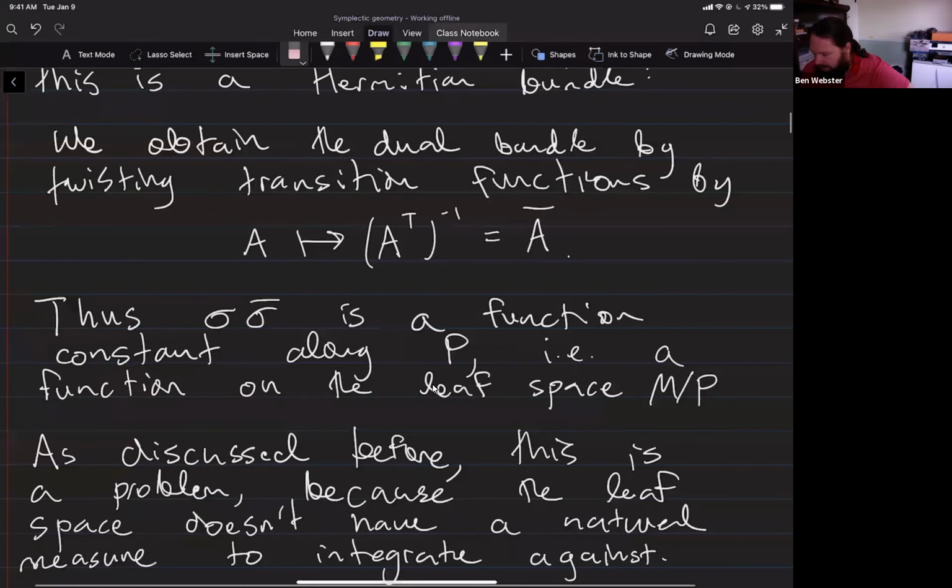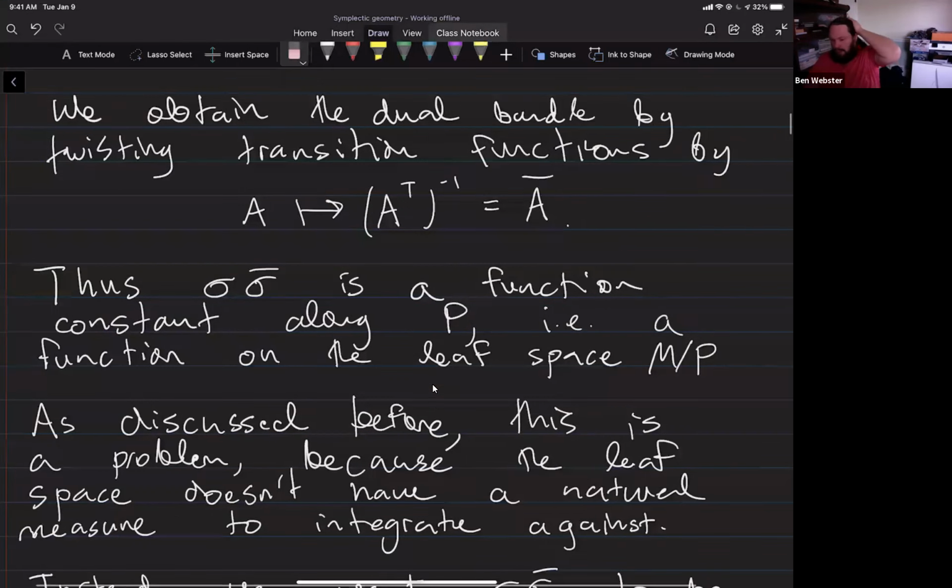All right, well, that's a problem because I want to integrate sigma times sigma bar and say that sigma is an L2 if that integral converges. Now, obviously, I'm not going to do that on M because it's constant along a positive dimensional submanifold. The integral is definitely not going to converge. So instead, I want to mod out and look at the leaves of the foliation given by my polarization, and I at least have some hope that my function is going to be L2 down there.